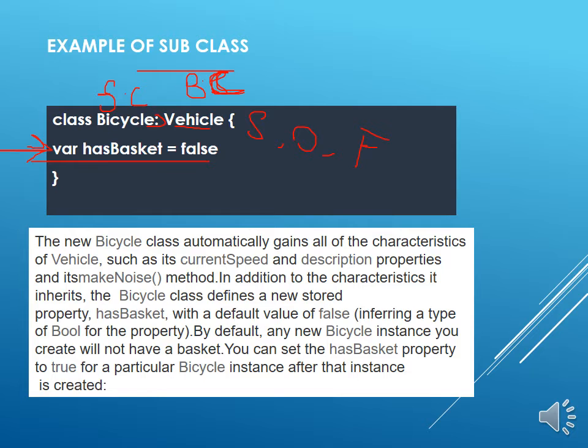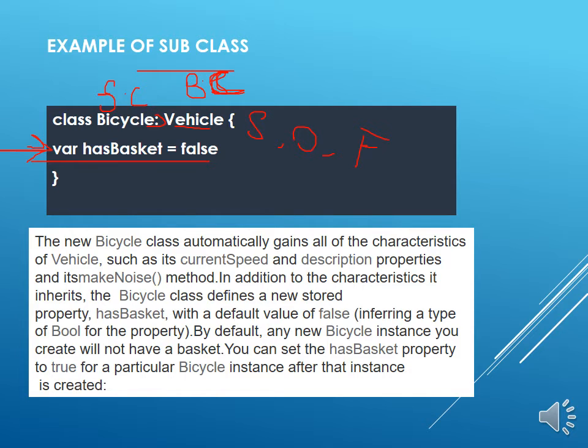So such as current speed and description properties and its make noise method. In addition to these characteristics, the bicycle class inherits them and defines a new stored property, that is has basket. This is a new property that is added to the bicycle class that was not present in the vehicle class. By default, any new bicycle instance we create will not have a basket. We can set the has basket property to true for a particular bicycle.